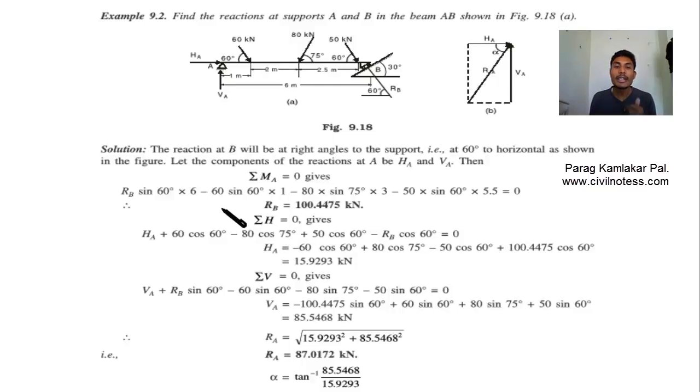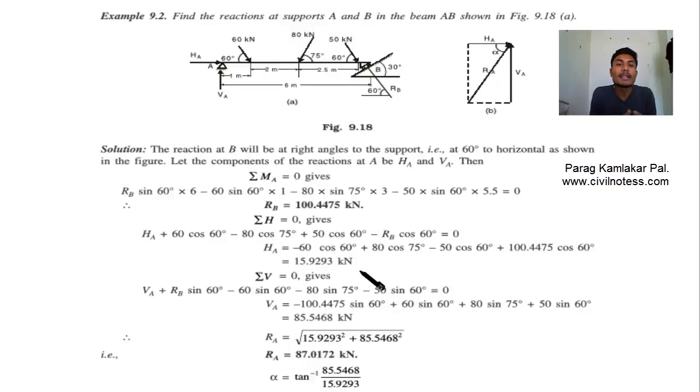They take all the data, and according to it RB equals 100. You get all the moments at point A, and after that you get RB equals 100. Then, after getting the moments, you have to take the summation of all horizontal forces. The summation of horizontal forces equals 15.9293.